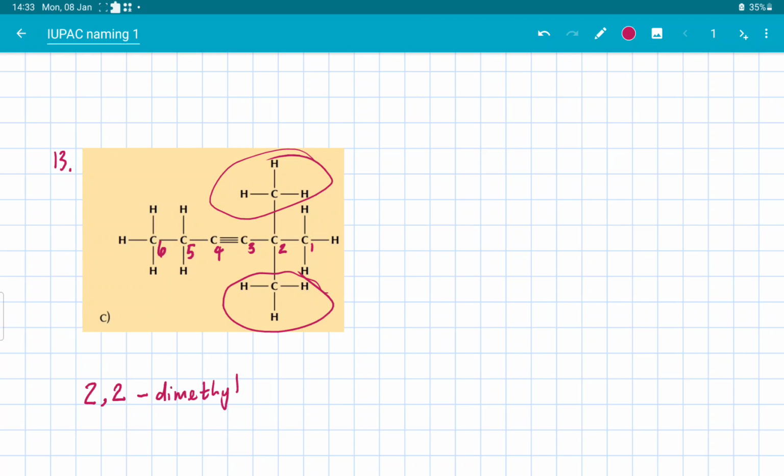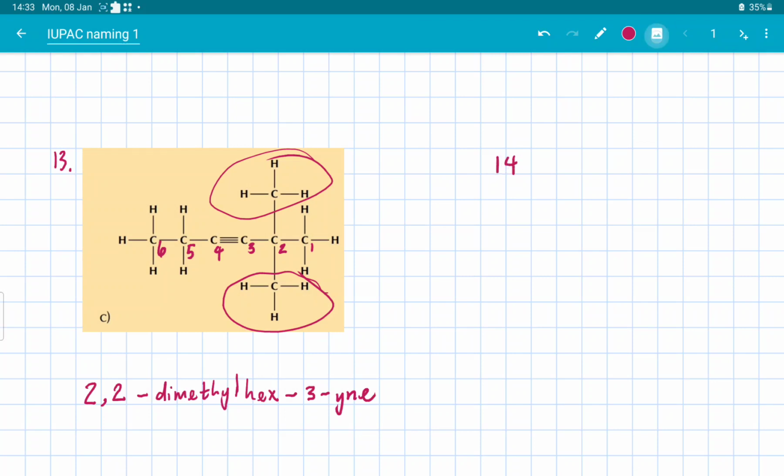So 2,2 dimethyl, main continuous chain 6, hex. Hex, with the triple bond where it is closest, carbon 3, triple bond, yne. So this is 2,2 dimethylhex-3-yne.